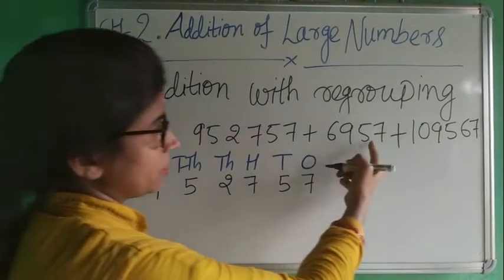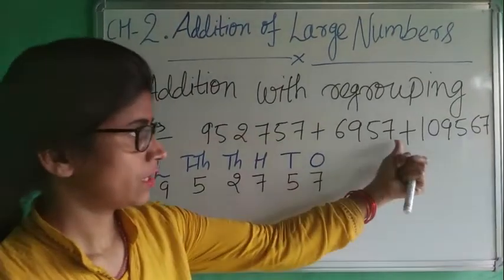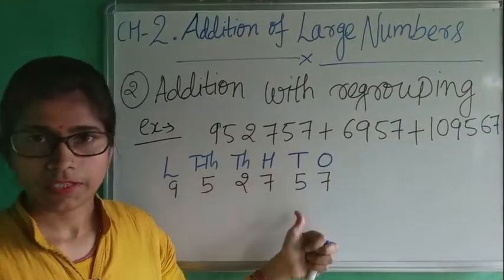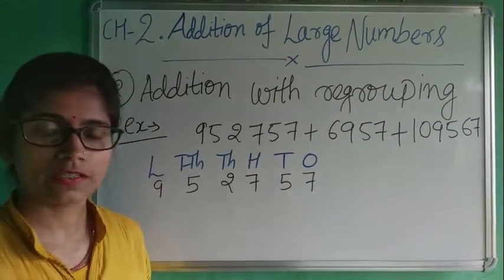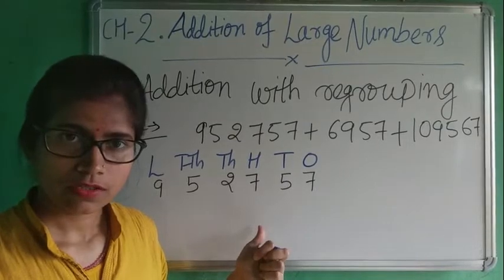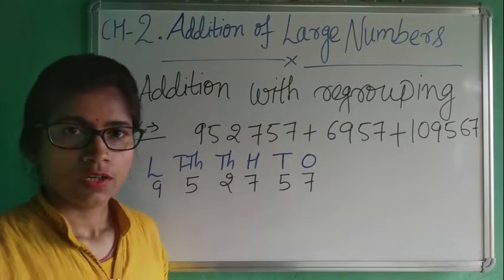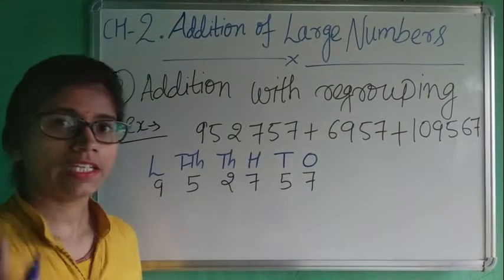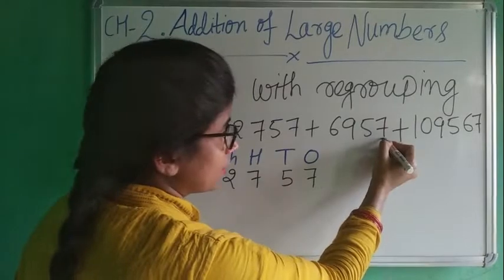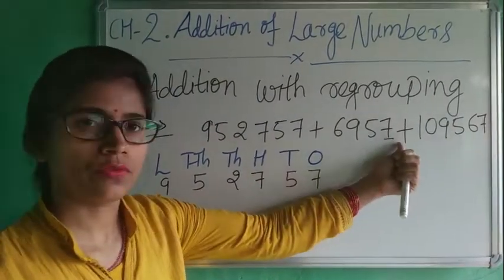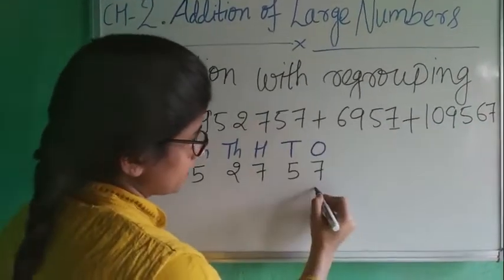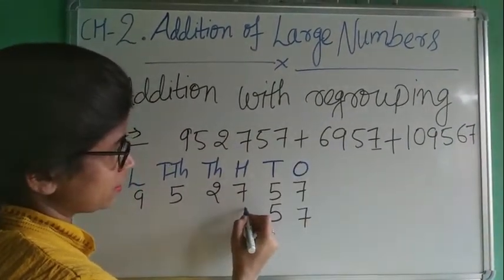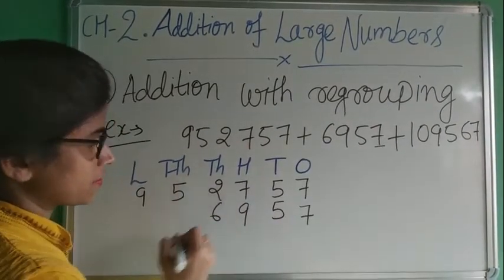Okay. Now in the second number, every time you have to start from the ones place. Don't start from the largest place in the arrangement. Okay students, when you are arranging the numbers, first of all you have to start with your ones place. I'm telling you this every time. So start with 7 because 7 is at the ones place. So at ones place 7, at tens place 5, at hundreds place 9, at thousands place 6.